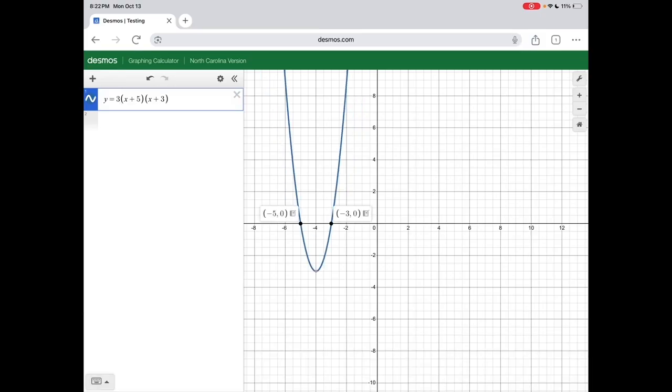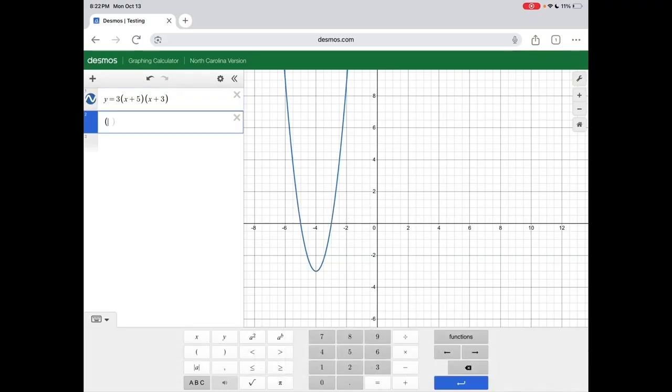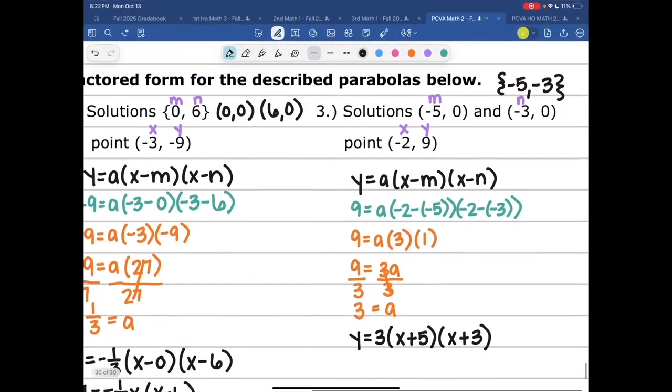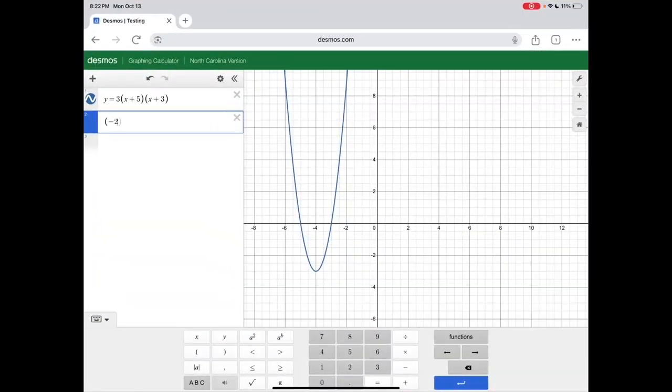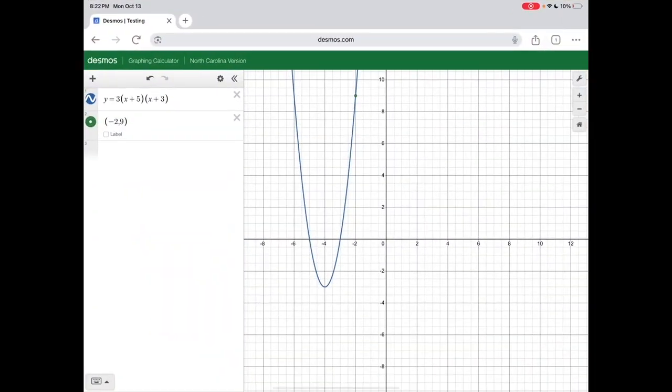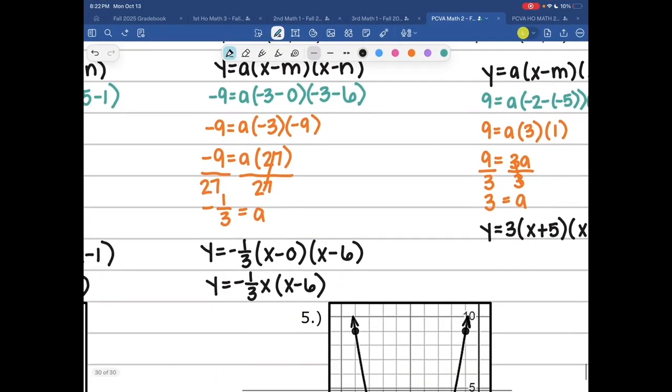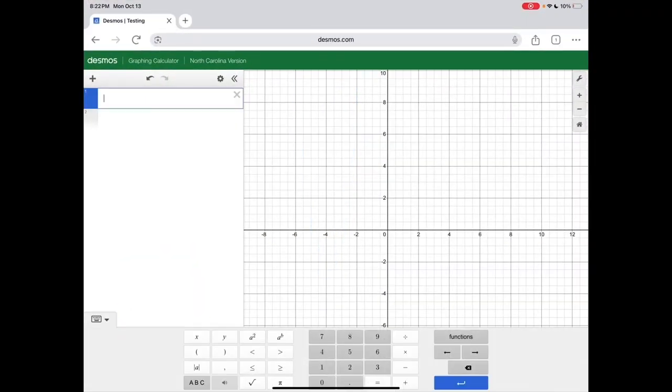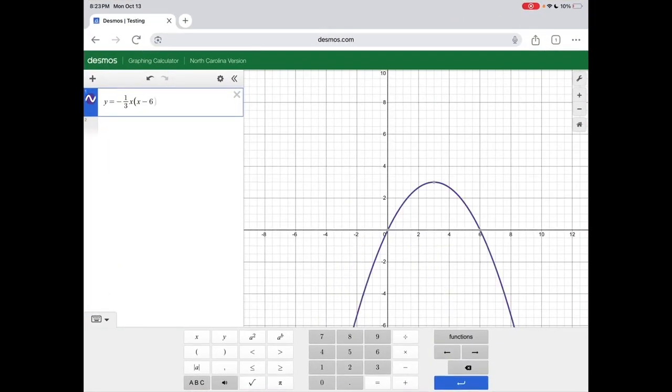So we can see that they did cross that -5 and -3, given the fact that they gave us the intercepts. And they told me that the point that was on the graph was -2 and 9. And again, I can see that that is a point on the quadratic. So my A value was positive, and it is opening upward. So if I go back to this one, we got -1/3 times X and it was X minus 6. Okay, so we can see that it's opening downward.